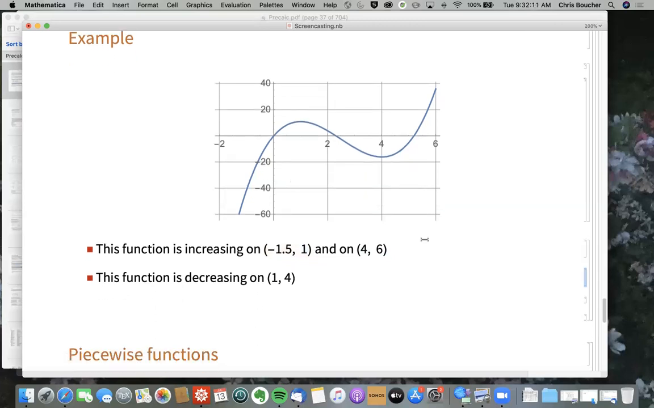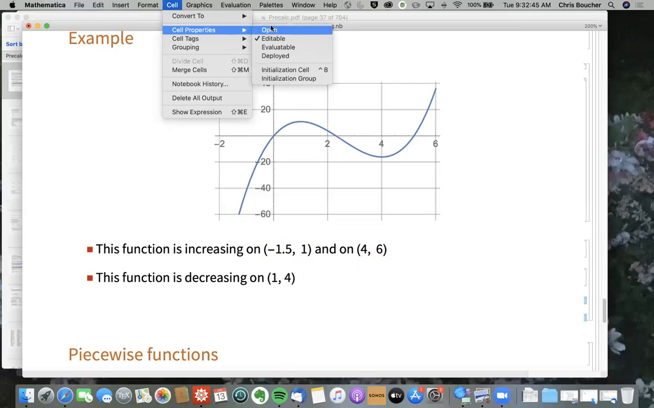As far as local maximums and local minimums are concerned, hopefully you look at this graph and say, there's a local maximum where the cursor is now, and here's a local minimum where the cursor is now. And indeed, you can also detect this just from our intervals of increasing and decreasing. At the point x equals 1, it changes from increasing to decreasing, so that's a local maximum. And at the point x equals 4, it changes from decreasing to increasing, so that's a local minimum. And I believe that's what these last two cells say here.